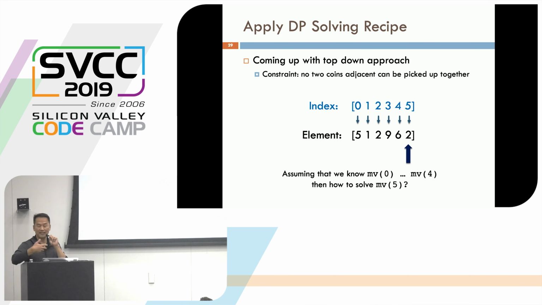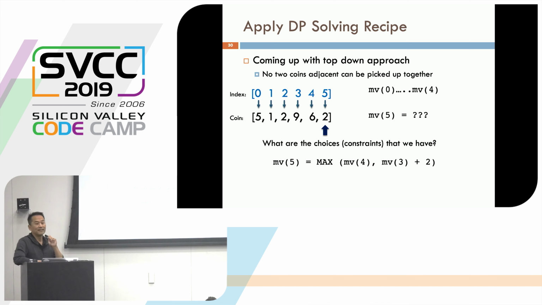Okay, remember the choices that I was talking about? At this point, we have to figure it out: I know the solution from MV of 0 to 4. I'm at MV 5. What are my choices? The choices come from the constraint that's given to us. It says no two adjacent coins can be picked up together. So I've got 2 choices, right? What are my 2 choices? Exactly. So that's the choices that we have. And from those 2 choices, we take the max of it.